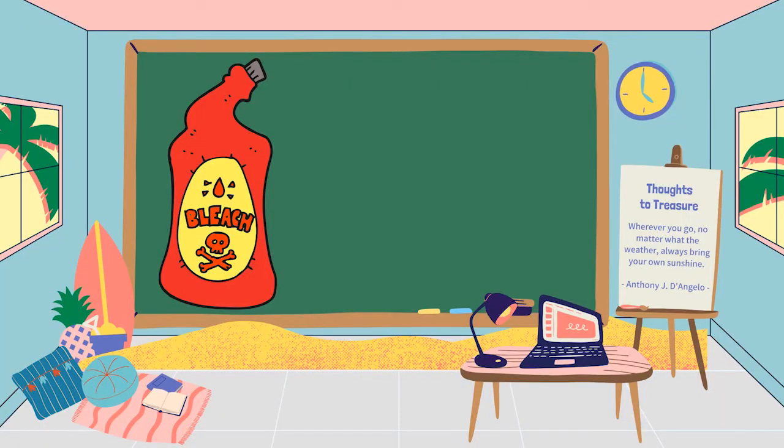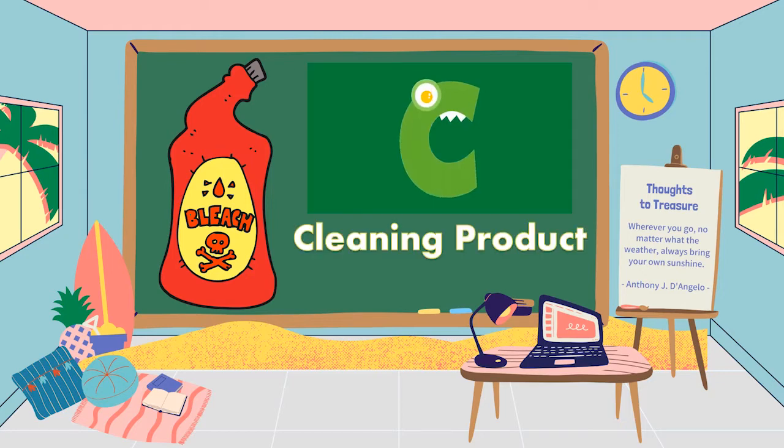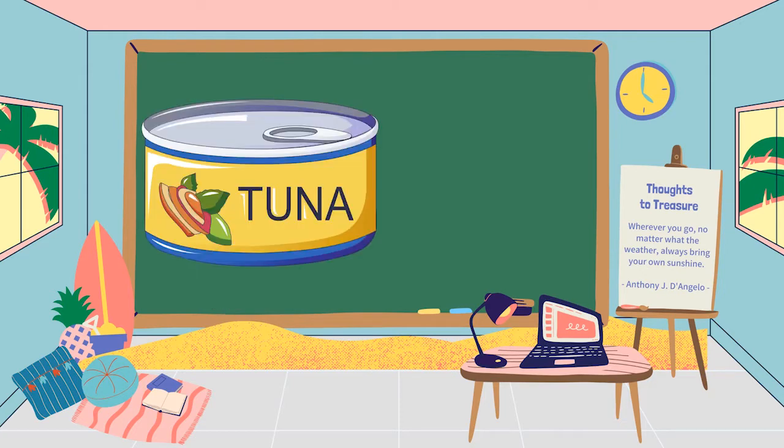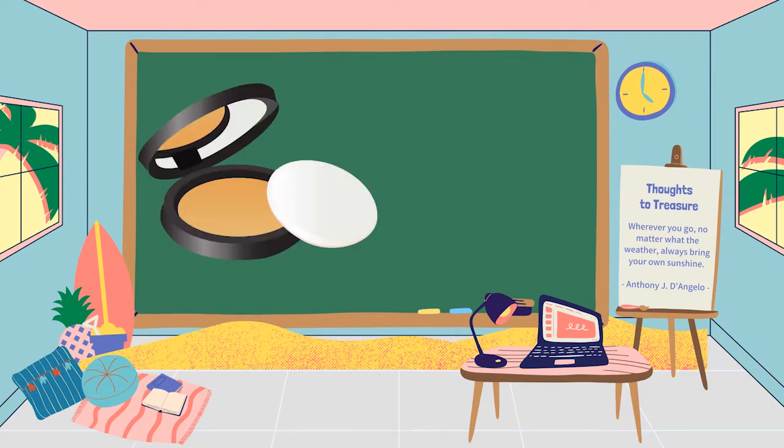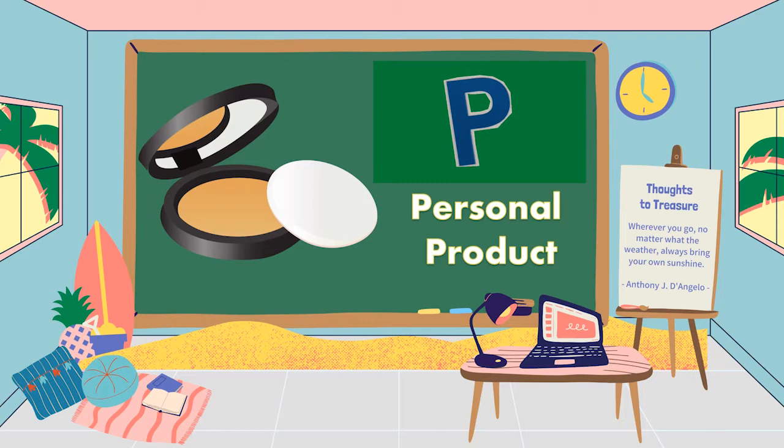Number 1. Bleach. What is your answer? Very good. The answer is C. Cleaning product. Number 2. Tuna. What's your answer? Correct. Tuna is a food product. So the answer is letter F. Number 3. Face powder. Your answer, please. Very good. Face powder is a personal product. So the answer should be letter P.